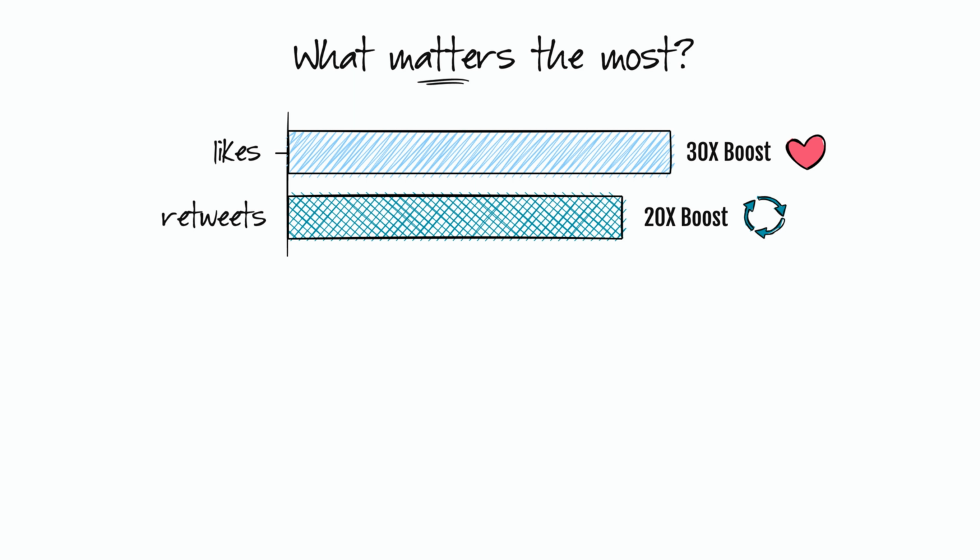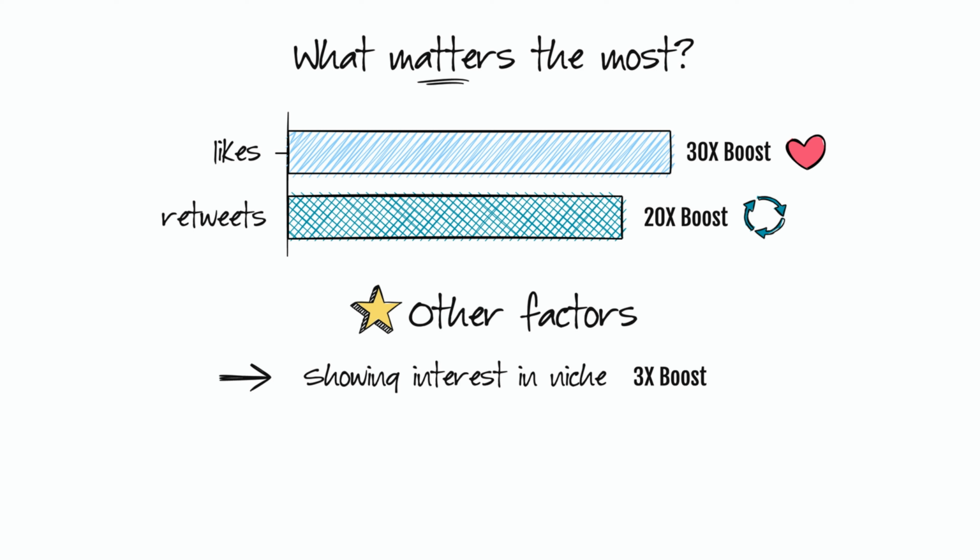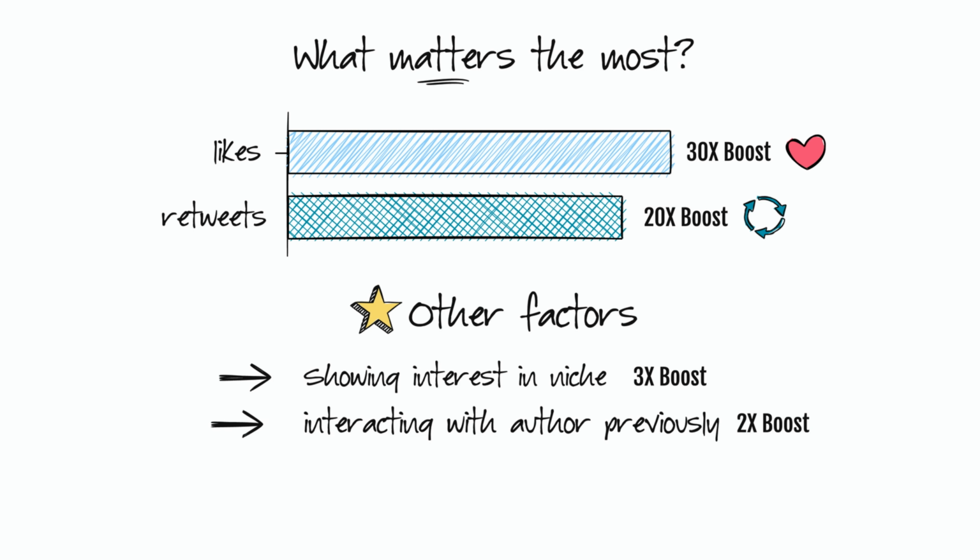So what this means is that likes and retweets matter the most, with a 30 and 20x boost, and the other factors like showing interest in the same content gives you a 3x boost, interacting with the author of the tweet previously gets you a 2x boost, etc. So now that we have the ranked tweets, we still need to filter tweets that don't make the cut. This is the last stage.